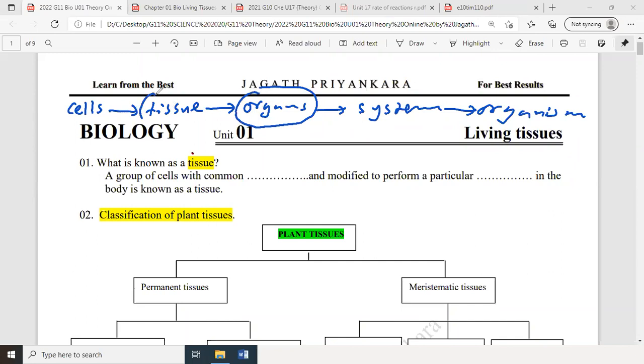Now if you take unicellular organisms, bacteria, fungi, you can't talk about tissues, systems, or organs, only the organism.